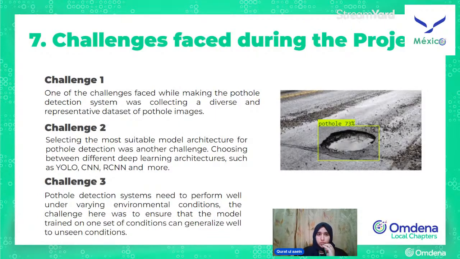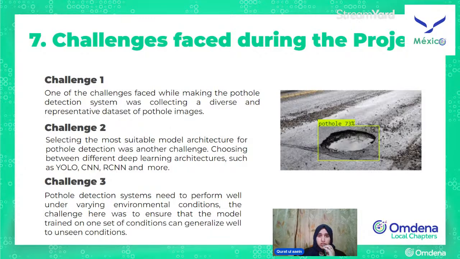So, as my fellow collaborators have already made you aware with our project aims and objectives, model development and model deployment phase, I'd like to enlighten you all with the challenges we faced, our experiences, and our future plans for this project. So, challenges that we faced. We will discuss three key challenges. The first one is collecting a diverse and representative data set of pothole images. The second was selecting the most suitable model architecture for pothole detection. And the third was ensuring model generalization under varying environmental conditions.